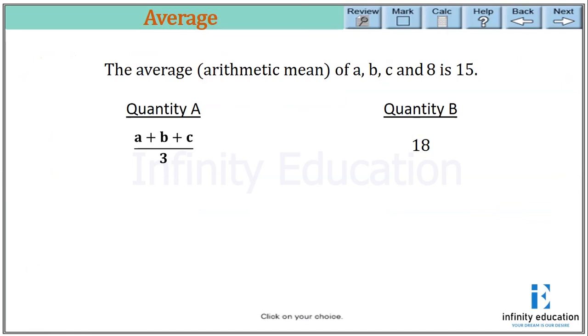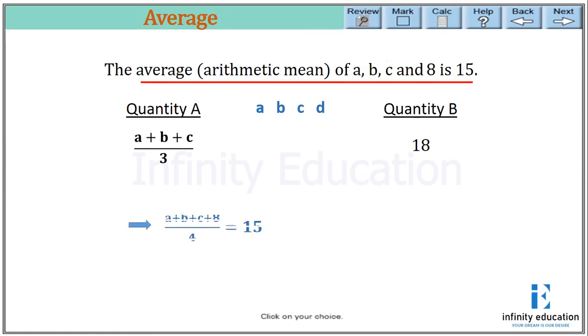The average, or arithmetic mean, of A, B, C, and 8 is 15. This is a quant comp question because quantity A and quantity B are given. In quantity A, it is A plus B plus C divided by 3, and in quantity B, it is 18. As I told you earlier, whenever you get a quant comp question, you must write the ABCD first. Now let's see the information one by one. The average of A, B, C, and 8 is 15. So I can rewrite this as A plus B plus C plus 8, divided by 4, equals 15.